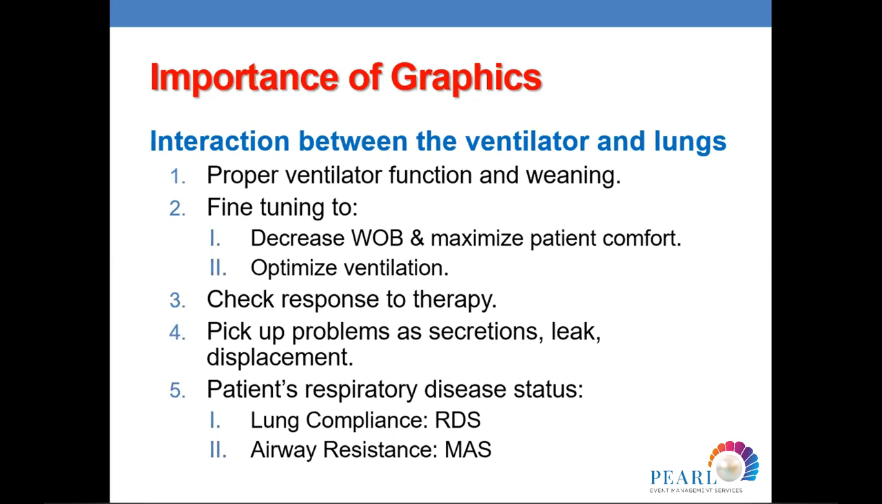We can pick up problems such as secretions and leak. And very important is the disease process, the respiratory disease process. So we are talking about a lung compliance problem or airway resistance. I want to give you an example here. When we are talking about compliance, we are talking about the lung compliance. And when we are talking about resistance, we are talking about the airway.